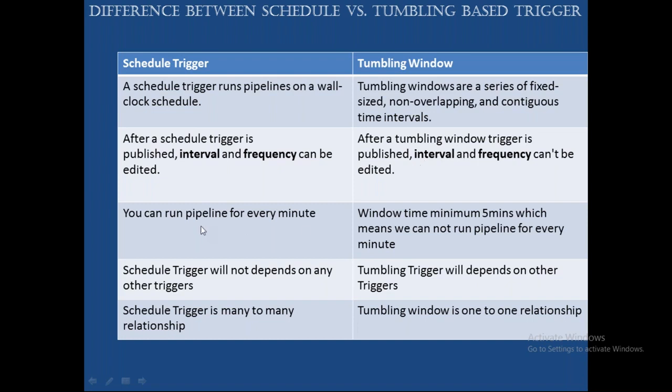Next, you can run the pipeline every minute here, but the window time minimum is 5 minutes. Window size should be at least 5 minutes. Next, a schedule trigger does not depend on any other trigger. You cannot create any dependency here, but in a tumbling trigger we can create some kind of dependency. Schedule trigger is a many-to-many relationship. Tumbling window is a one-to-one relationship, as we discussed.